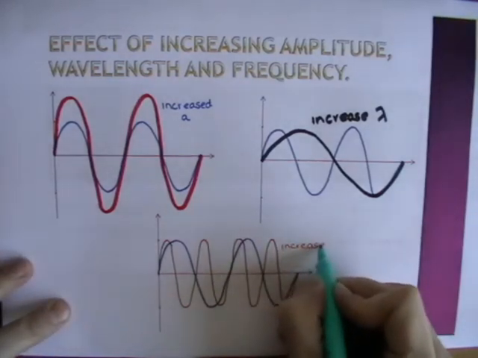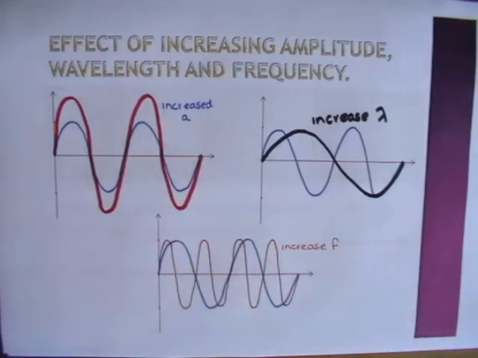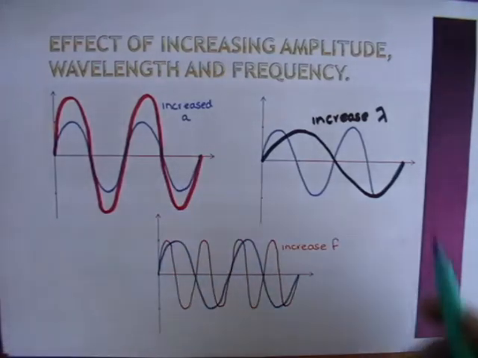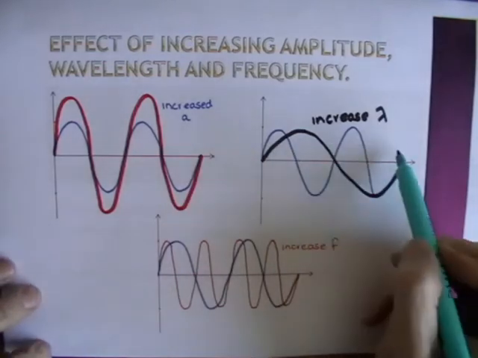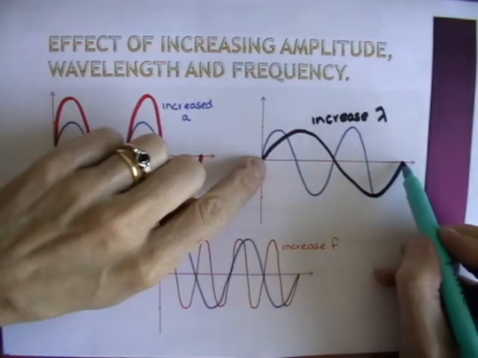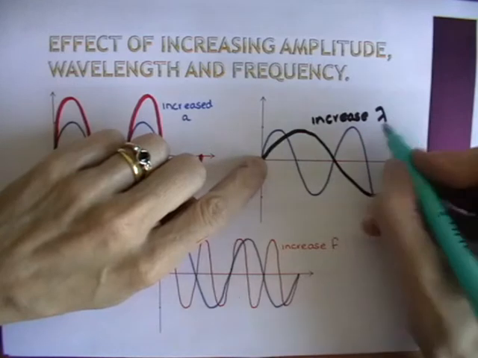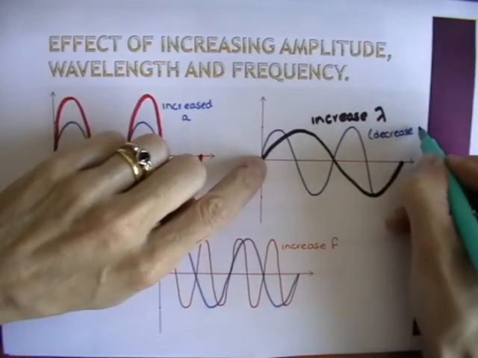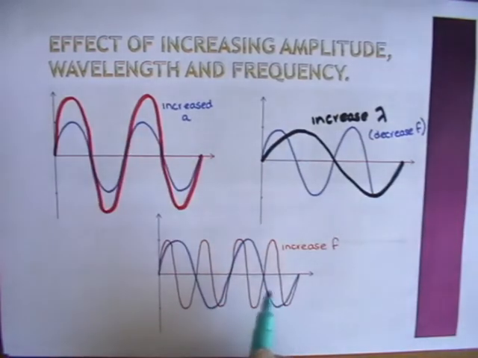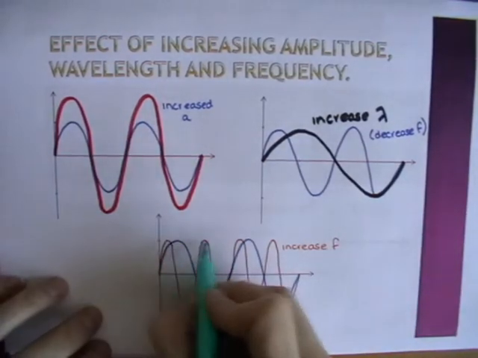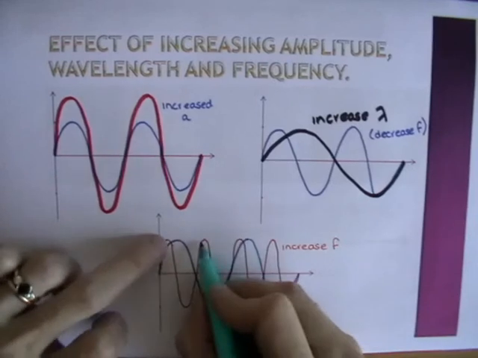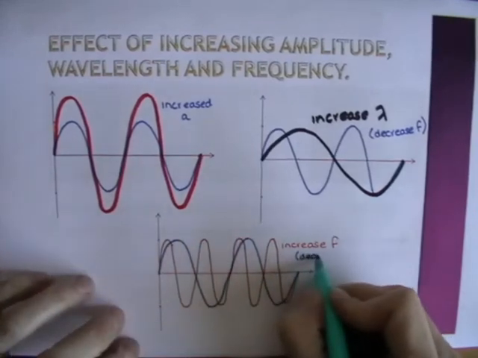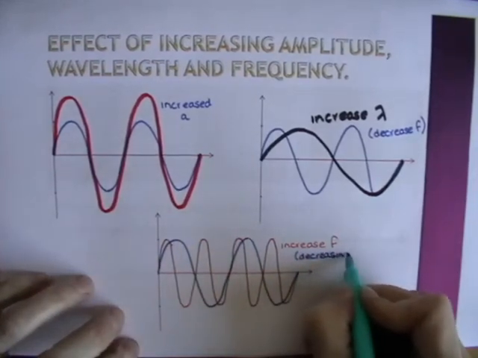Now just watch and see there that you have got a much longer wavelength here, but a smaller frequency. You've half the frequency. So when you increase lambda, you're decreasing F. But this is true the other way around. If you increase F, your wavelength has got much shorter compared to what it was before. So you're actually decreasing lambda.